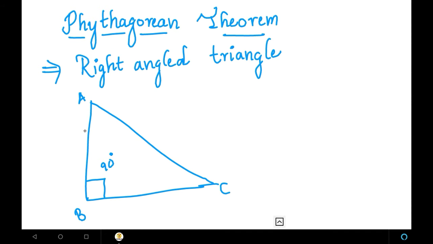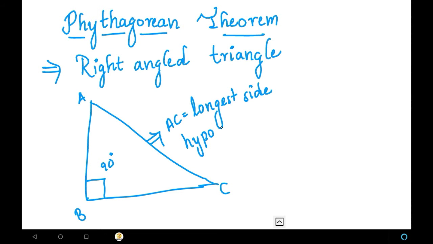In this Pythagoras theorem, the statement is: in a right angle triangle, the square of hypotenuse is equal to the sum of squares of other two sides. So what is hypotenuse? The longest side. See, this is the longest side, AC. This is hypotenuse.